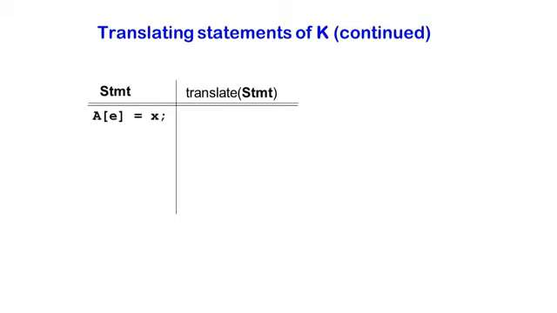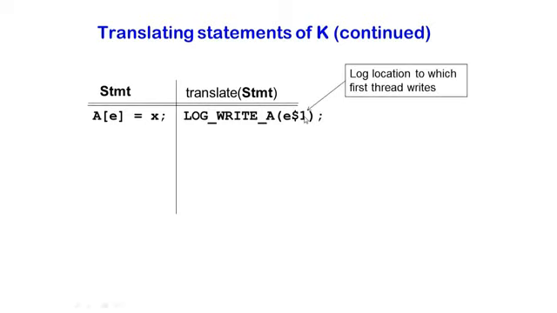Now let's consider the case where we would write to an array A at offset E, and we would write the local value X. So what we do here is the first thread is the logger, so we call log write A with the parameter E1. And then because thread 2 is the checking thread, we call check write A with the parameter E2.